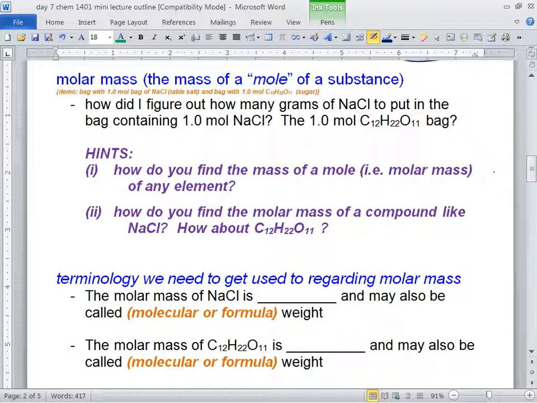So if that's what sodium is, 22.9898 grams, chlorine is, what does that say? 35.453? What would be the molar mass of sodium chloride? How would you figure it out, Stephen? If sodium is 22.9898 and chlorine is 35.453, what would be the molar mass of sodium chloride? Just add them together. Exactly.